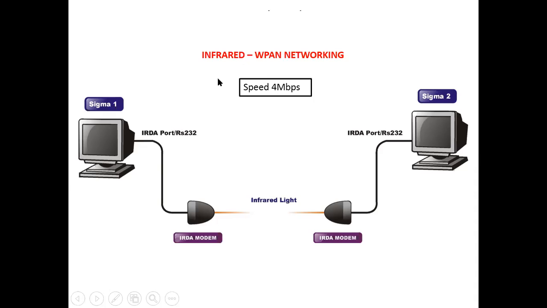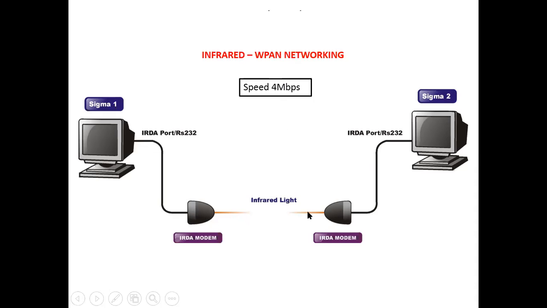For example, let us start with infrared communication. One system can communicate with another system with the help of infrared wireless communication. The supported bitrate for infrared is up to 4 Mbps. So this is the IrDA modem, that is, the infrared modem. You can transfer data at a rate of 4 Mbps, not more than that, with the help of infrared. The only problem with infrared is that if you have an obstacle in between, then you cannot have communication.